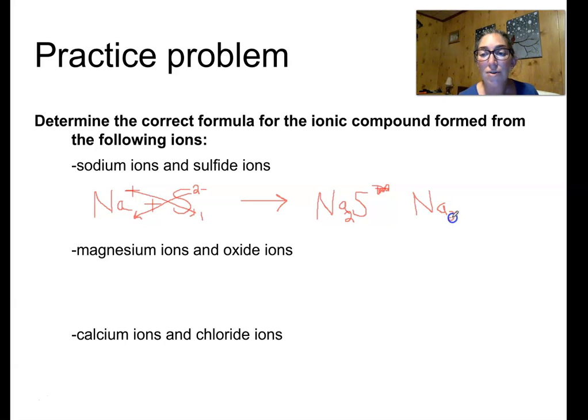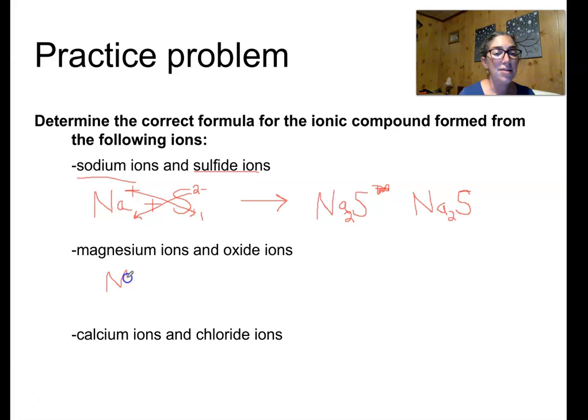Na2S is the correct ionic compound that forms when you combine sodium ions and sulfide ions. This is the only ionic compound that will form from those 2 ions. There's no such thing as Na3S or Na2S3, okay? It's only Na2S. That's the only compound you can make with sodium and sulfur.